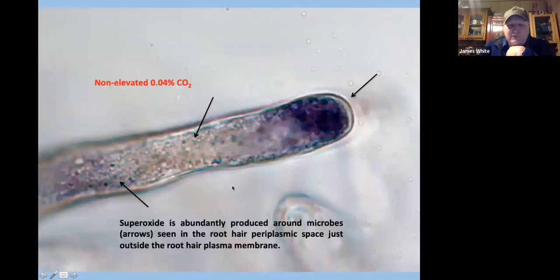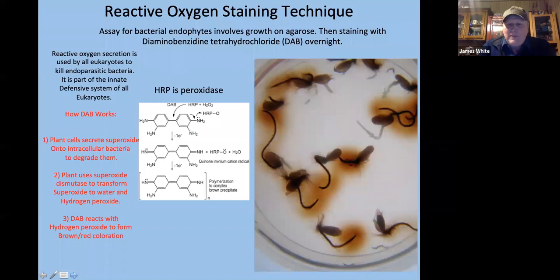Here's another one. You can see all the superoxide there. You can see the microbes out there. They're again outside the plasma membrane but underneath the cell wall. One of the techniques we use to look at these microbes is something we call reactive oxygen staining. Basically we use this substance we call DAB, but it has this long name, diaminobenzidine tetrahydrochloride. You can see why we just call it DAB. What this does is it will actually stain for hydrogen peroxide.